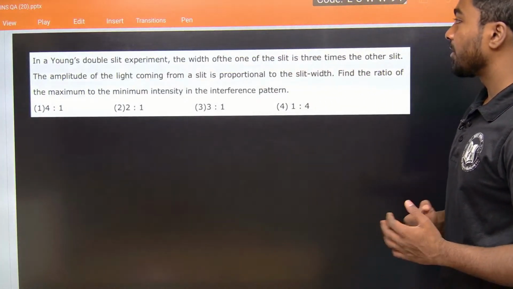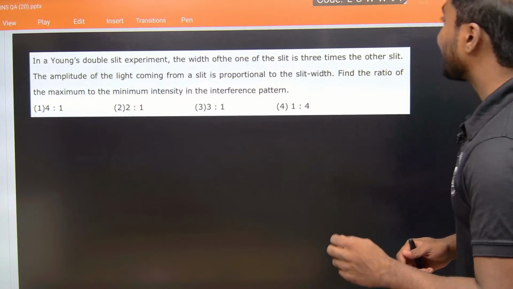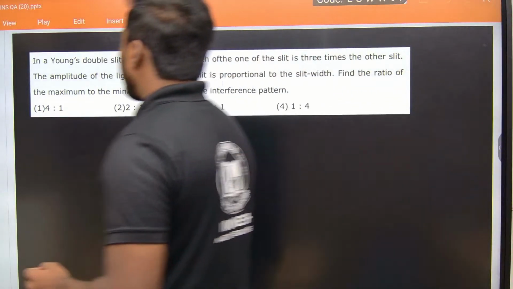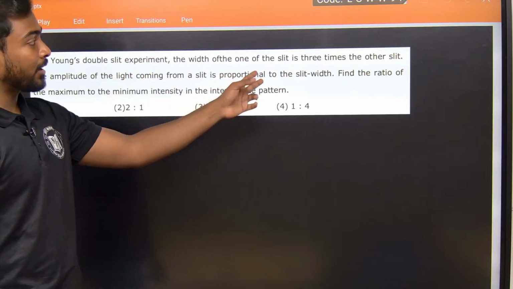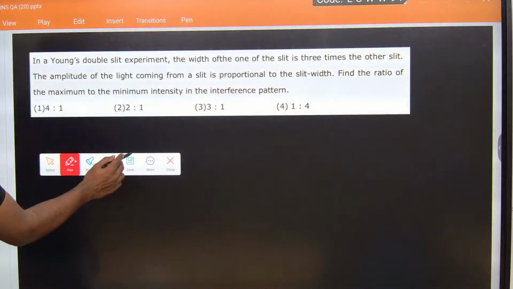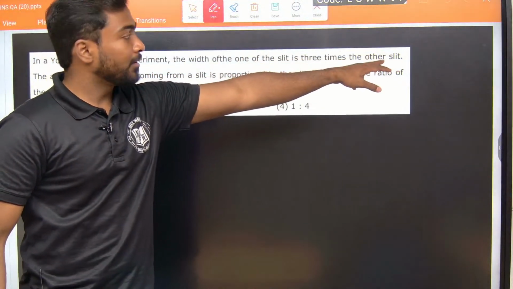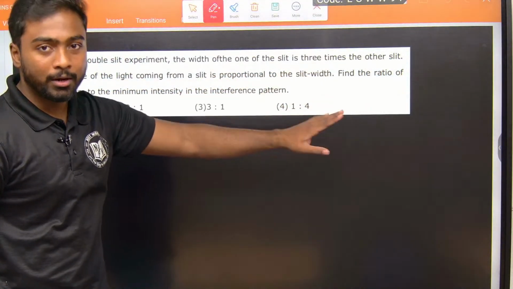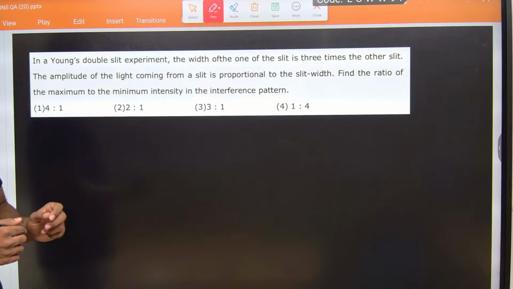The first question of the session is: in a Young's double slit experiment, the width of one of the slits is 3 times the other slit. The amplitude of light coming from the slit is proportional to the slit width. Find the ratio of the maximum and minimum intensity in the interference pattern.